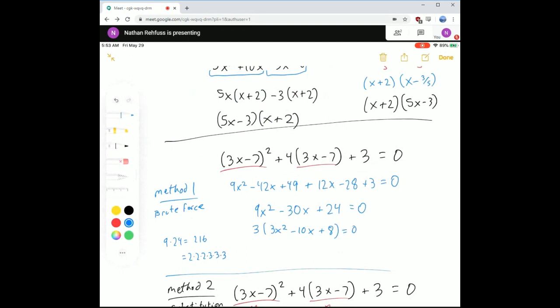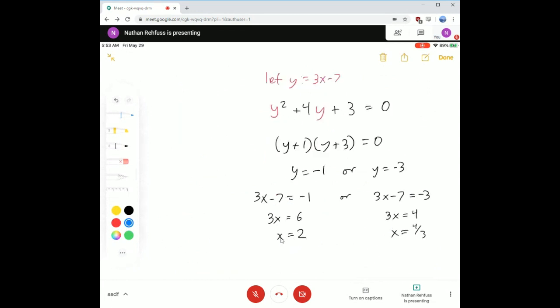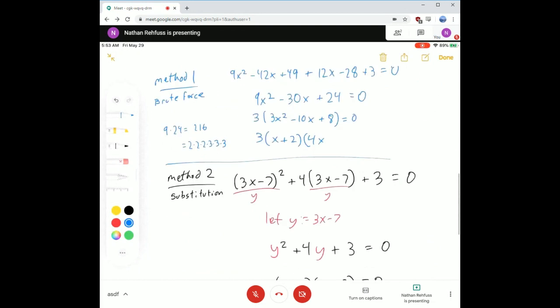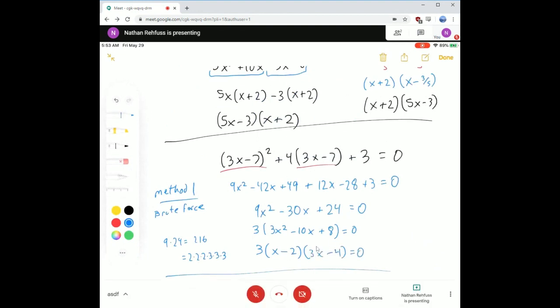Specifically, I know from down below that it factors into x plus 2 times... no, minus 2, has to be minus 2. This would give me x minus 2, and this would give me 3x minus 4. So I'm going to copy those up here: x minus 2 and 3x minus 4. You can FOIL those and check.